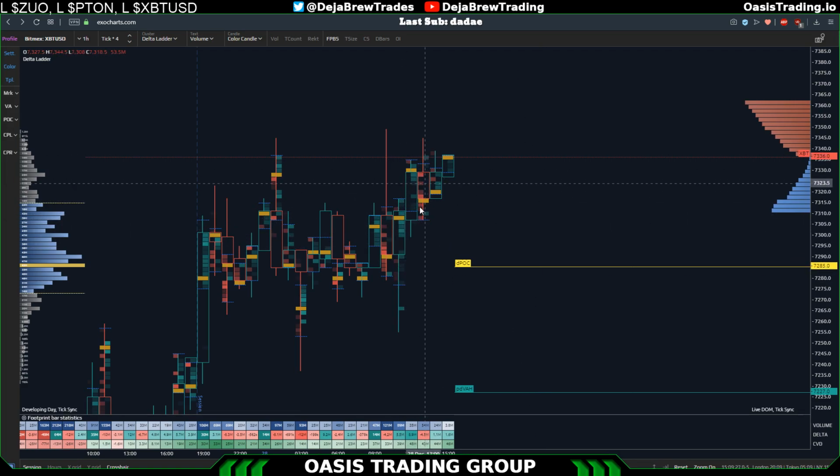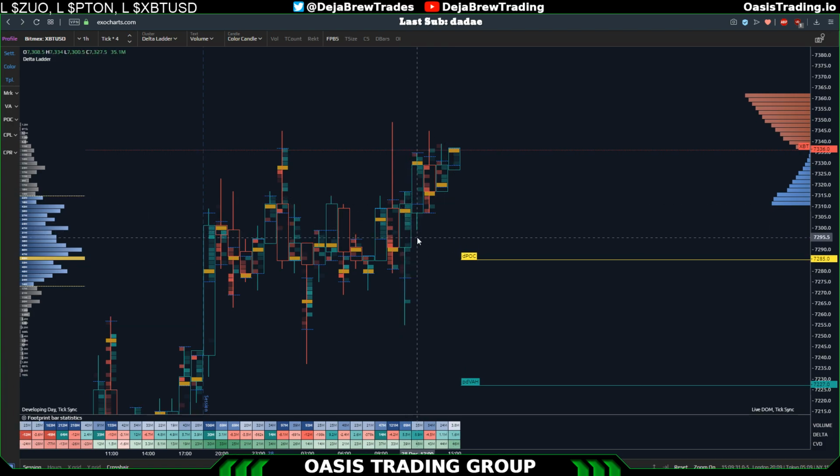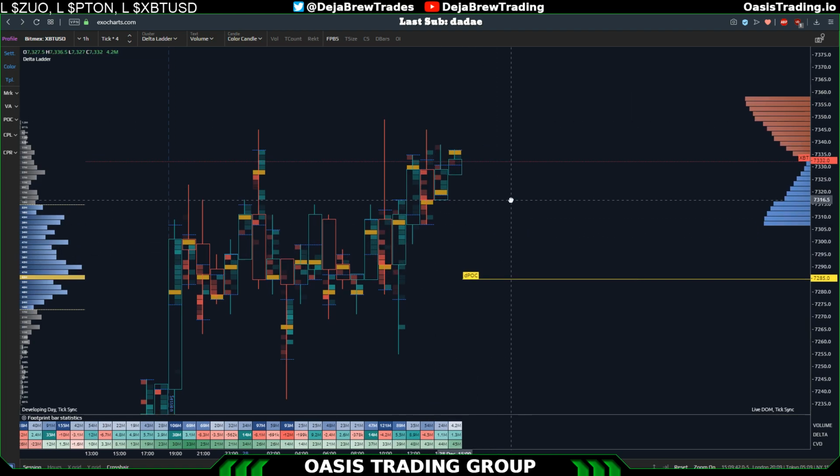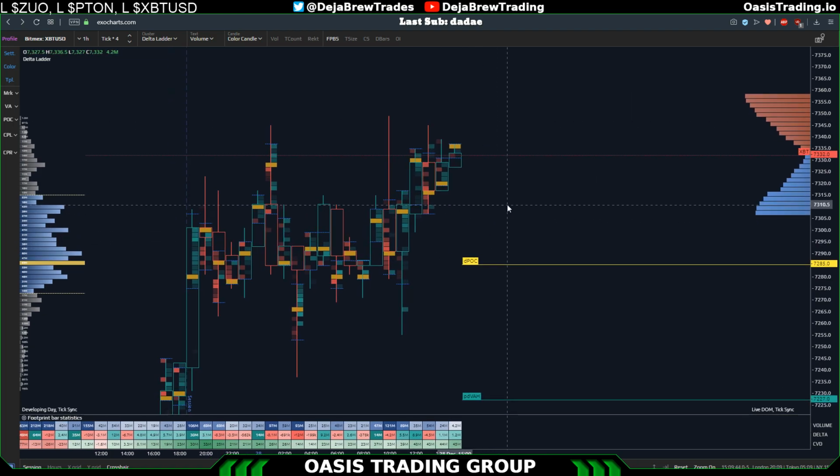So right now I'm using a delta ladder, which basically shows the delta on the candles. Green is for buy delta, red is for sell delta, the yellow is POC, and the blue lines are the value areas. And then everything else is pretty standard.